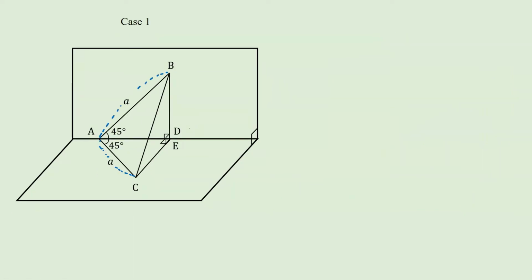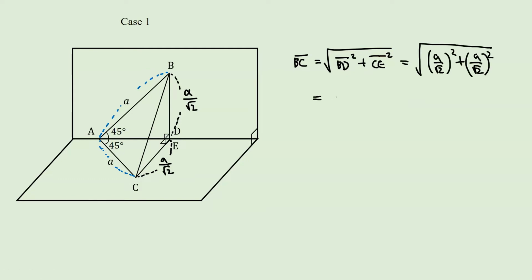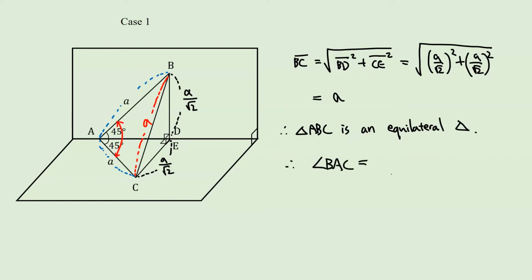All right, so let us consider the first case where point D and E coincide. Here we know that this length BD equals a over square root of 2, and CE is also a over square root of 2. Therefore, using the Pythagorean theorem, we can calculate the length BC, which is simply a. So this length right here is a. Therefore, triangle ABC is an equilateral triangle. Therefore, this angle BAC is simply 60 degrees. Okay, so this was the first case.